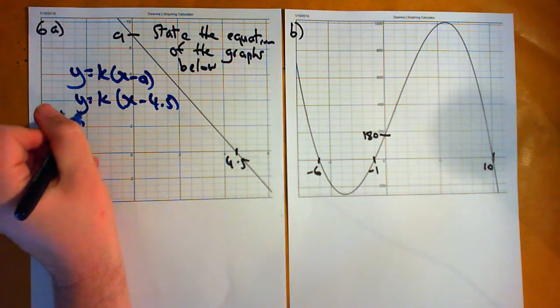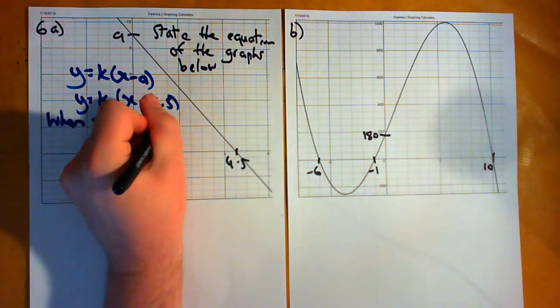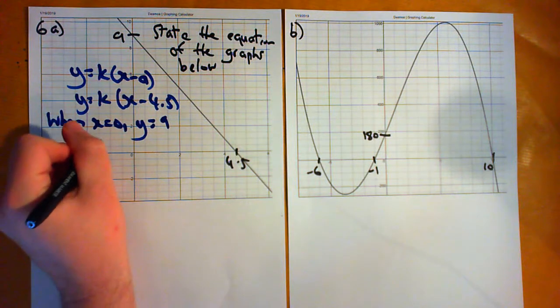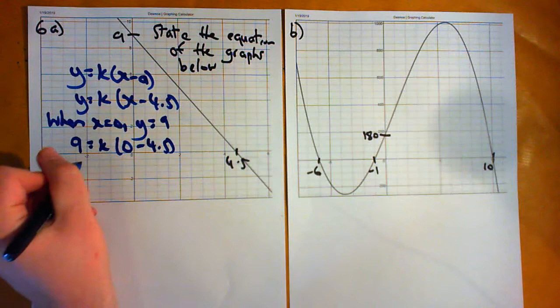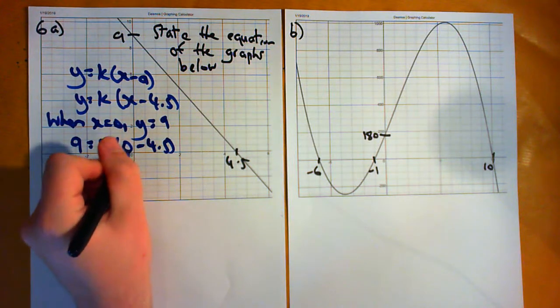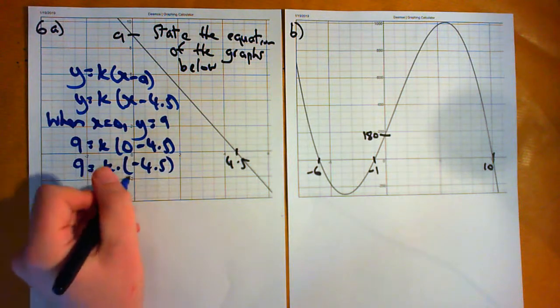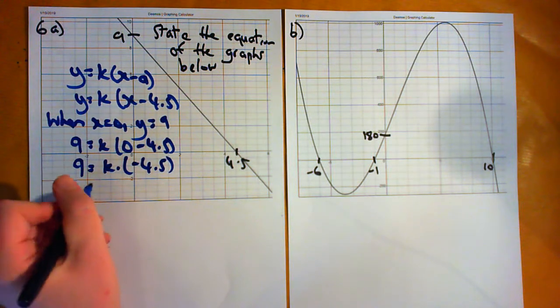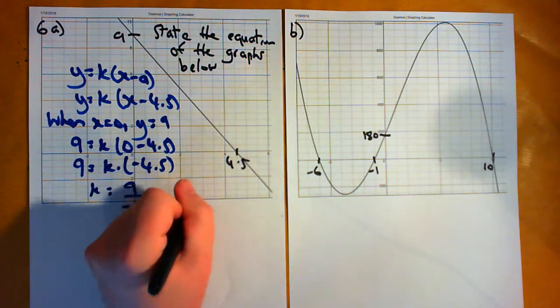And now we can use our other point, which is when x equals 0, y equals 9. So we get 9 equals k times (0 minus 4.5). So 9 equals k times this whole bracket, which has a value of negative 4.5. And we can divide both sides by that to get k equals 9 over negative 4.5, which gives us negative 2.